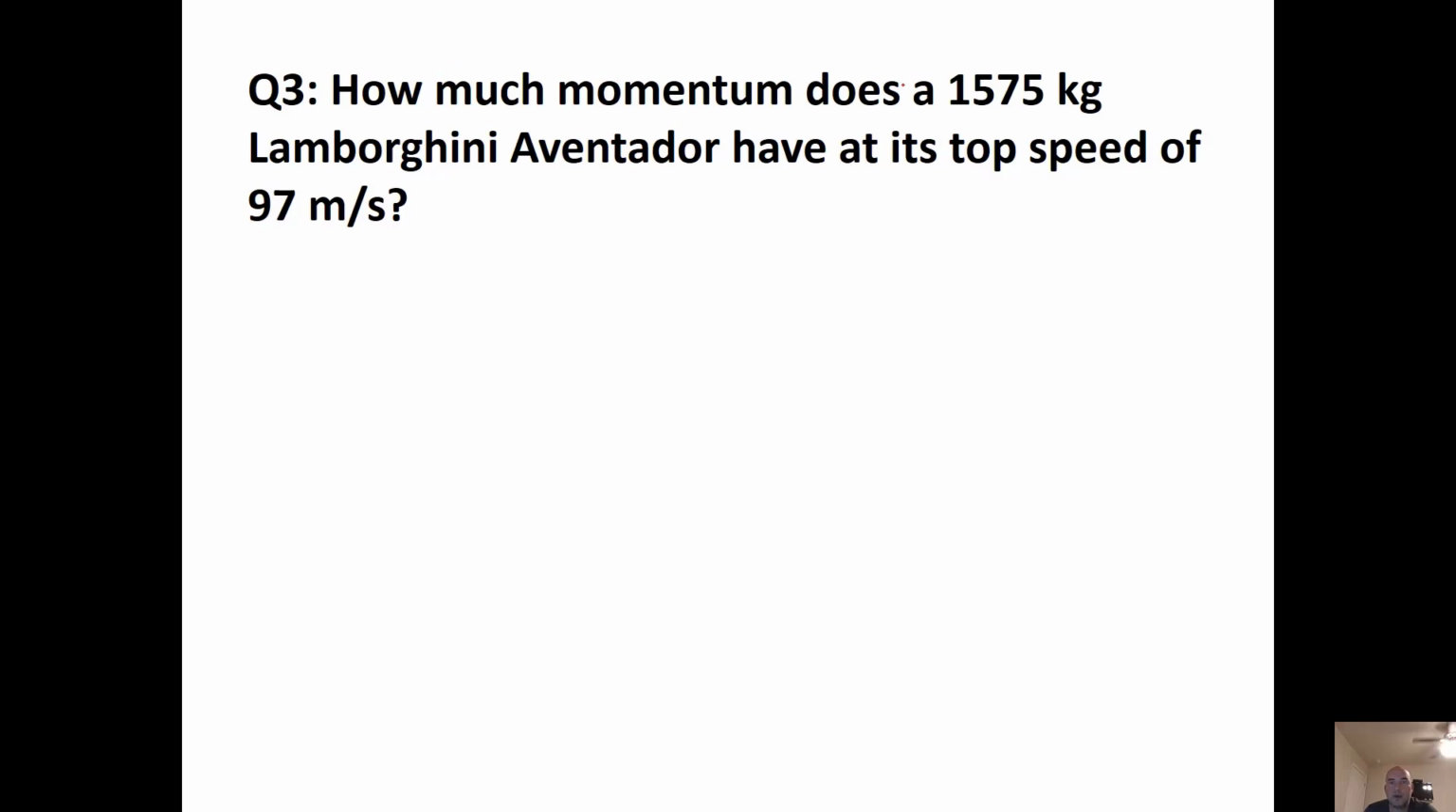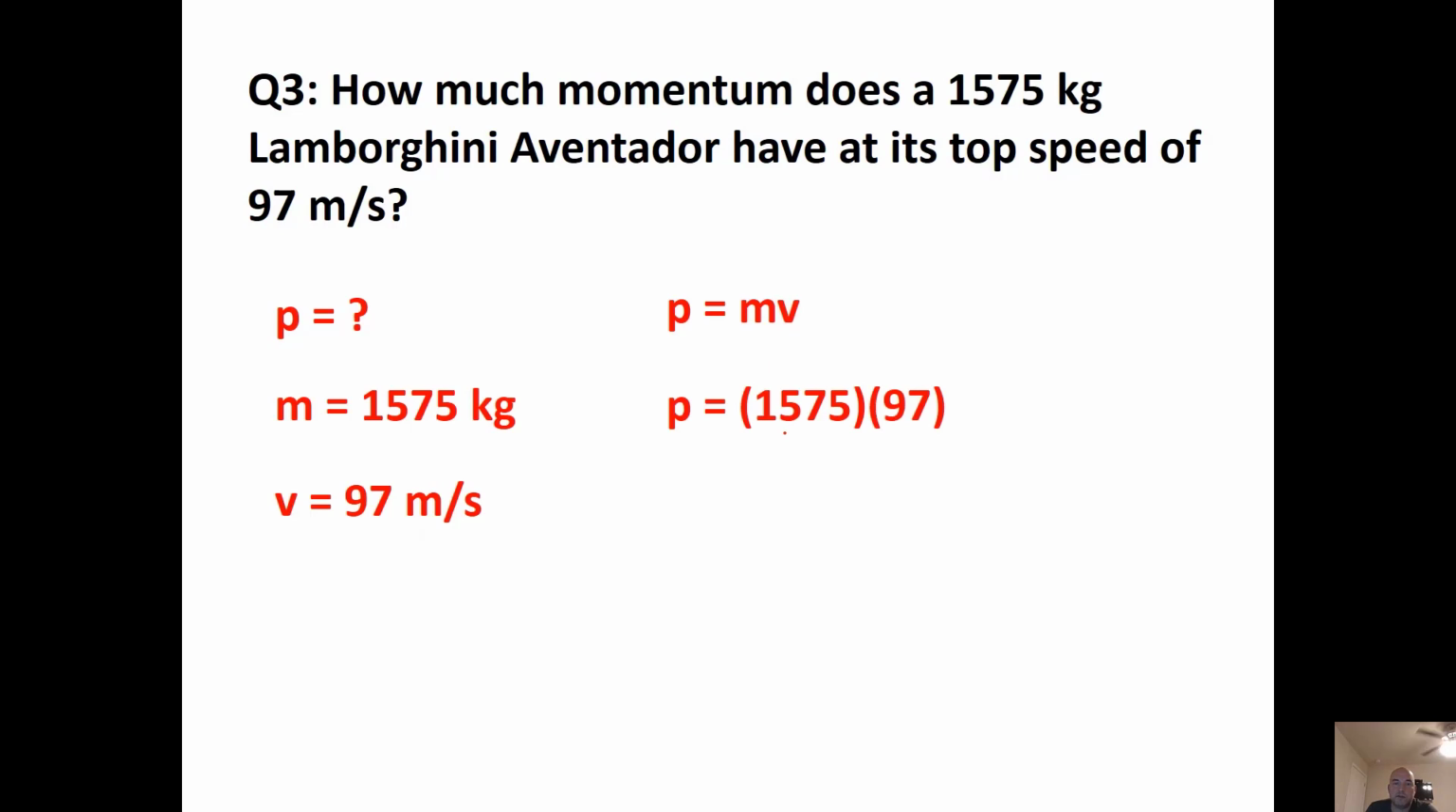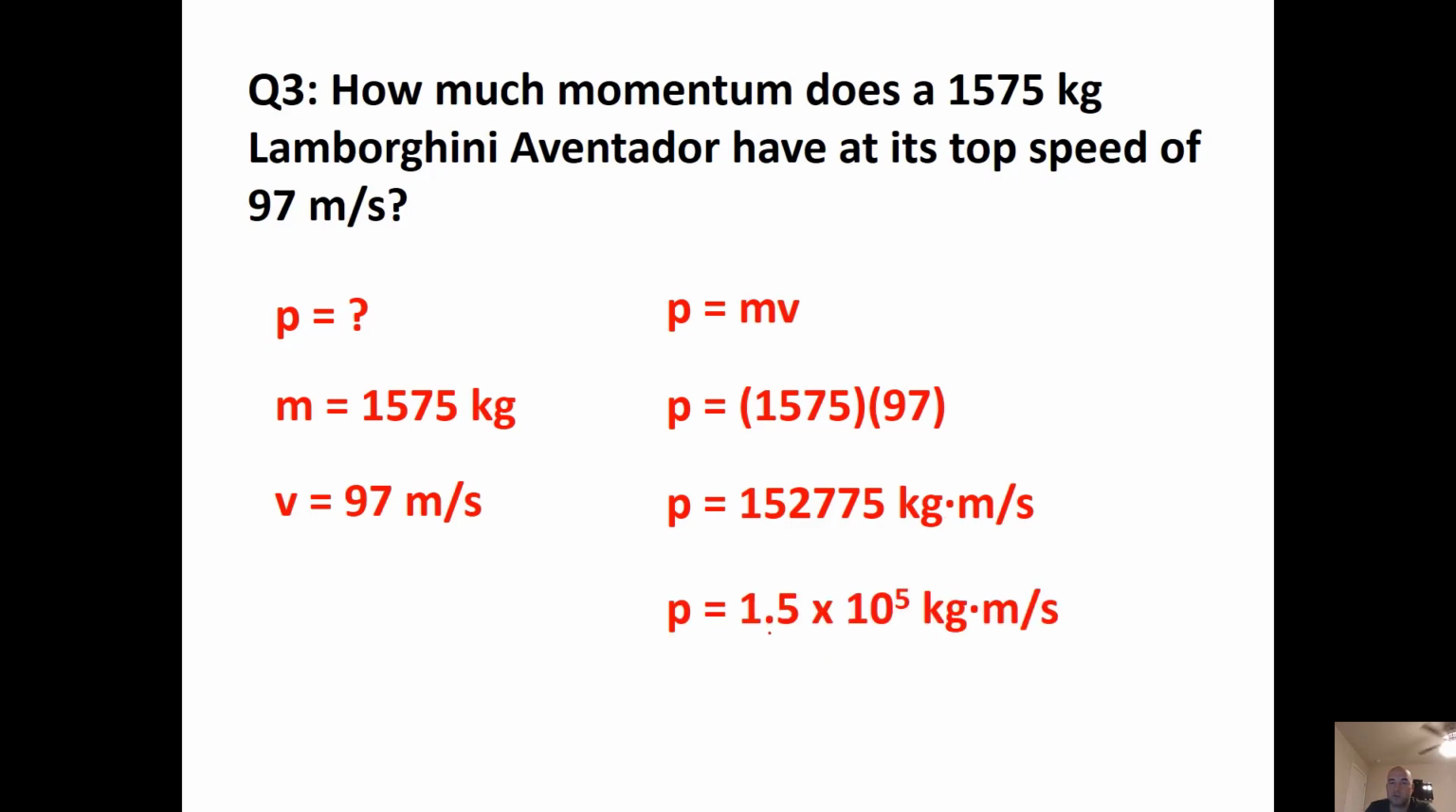So how much momentum does a 1,575 kilogram Lamborghini Aventador have at its top speed of 97 meters per second? So let's just straight up write down the variables. It's asking you for momentum, they give you mass, they give you velocity, and you're just going to multiply those together in that equation, and you get 152,775 kilograms times meters per second, and we can put that in scientific notation as 1.5 times 10 to the 5th kilograms times meters per second.